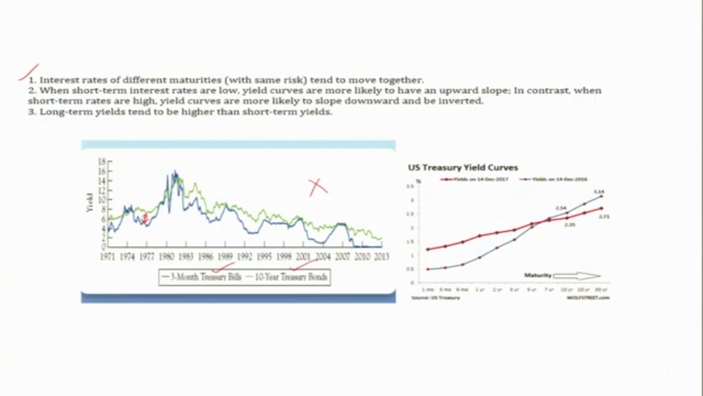Maybe this small difference we can interpret as a yield curve, if you measure from this point to this point. Otherwise, this is what we have plotted over time. One inference from here is that there is a difference, which is measured by the yield curve. But another thing is that over time the rates move together. Interest rates of different maturities, with the same risk, short term and long term, tend to move together. The green line is for 10-year treasury bonds, and both move together.